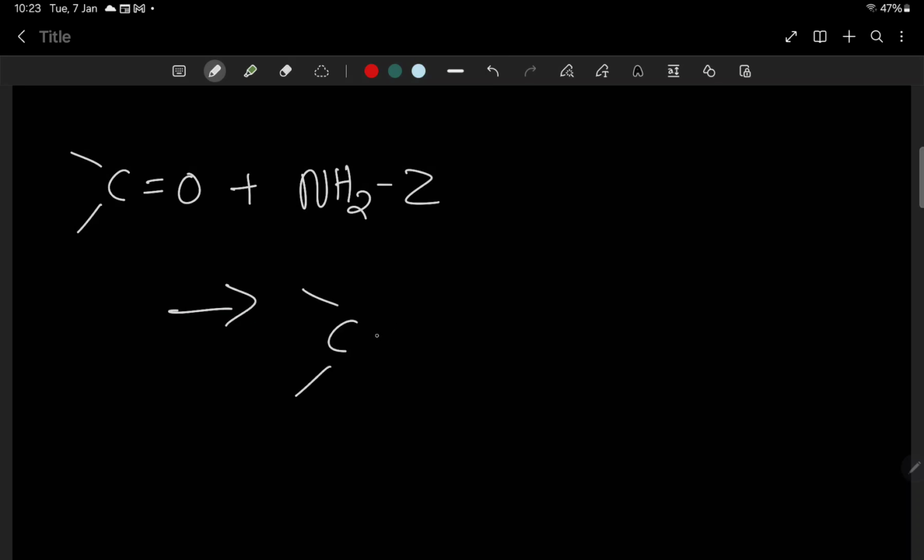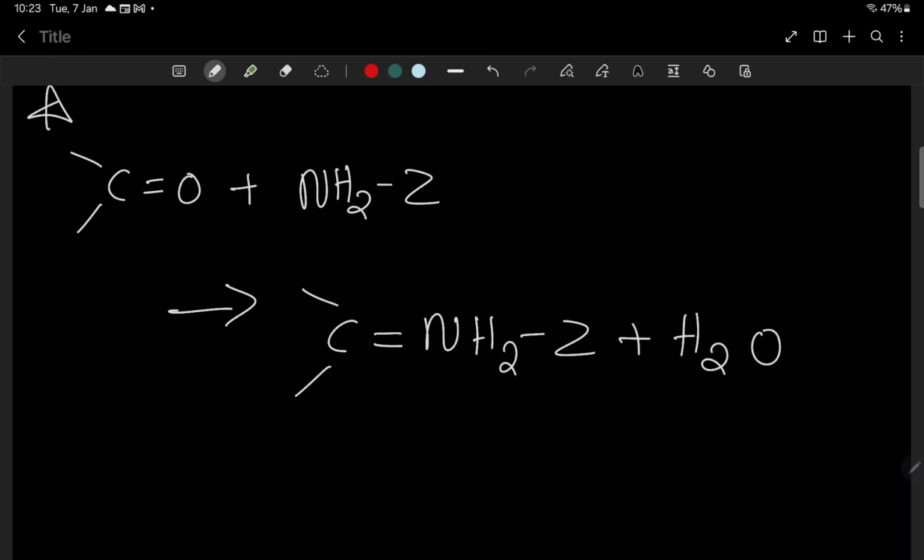Now into a carbonyl compound, that is aldehyde or ketone, I'm adding an amine, ammonia or ammonia's derivative, that is NH2Z. This Z can be H, this Z can be OH, this Z can be DNP's derivative, this Z can be simply some R, depending upon the derivative of ammonia. If I'm adding this, what we are going to get is C double bond NH2Z, plus H2O.